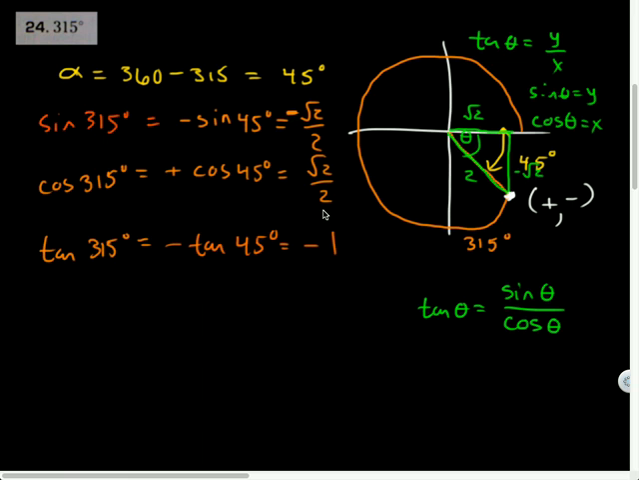So let me ask this. When would tangent be positive? It would be positive when both sine and cosine are positive. Which quadrant would that be? Quadrant 1. They're both positive. And since tangent is the ratio of sine over cosine, tangent would also be positive if both sine and cosine are negative. So which quadrant would that be? 3.